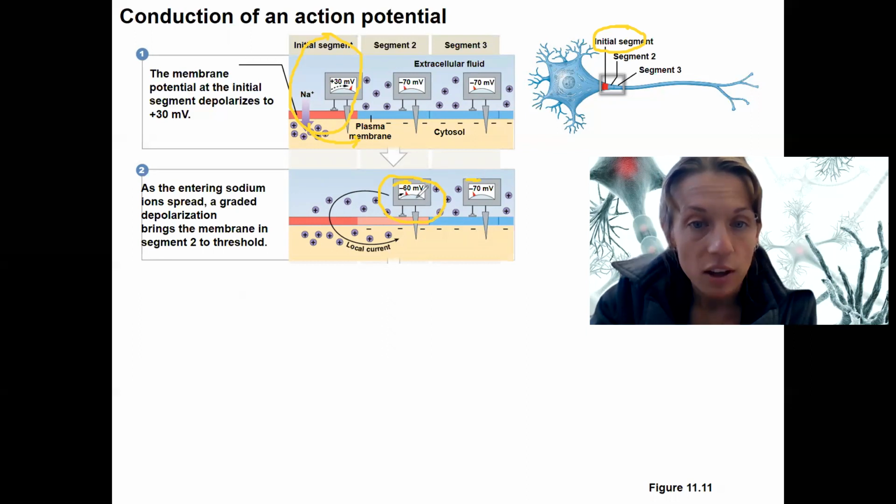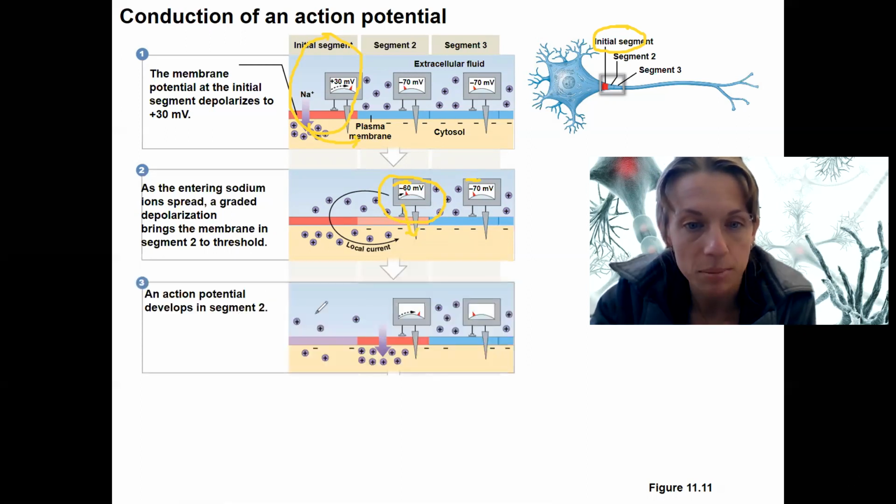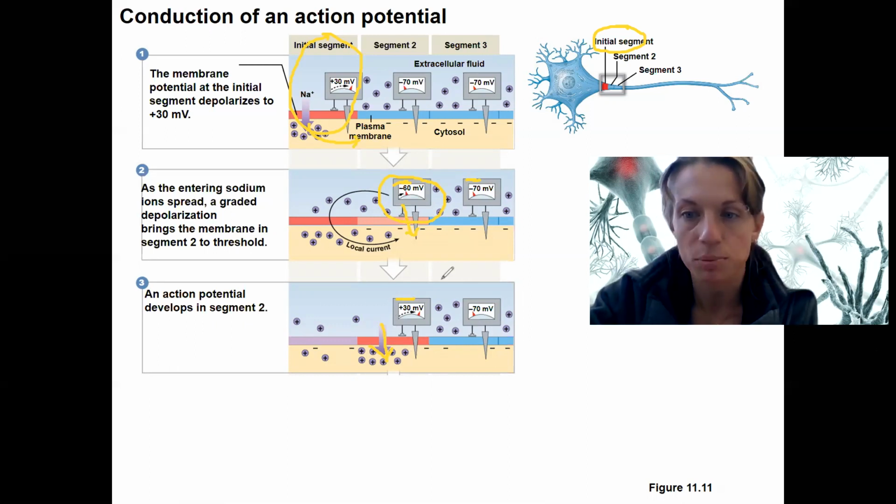So minus 60 is going to be less negative as this local current spreads. The segment beyond that is still at rest. It hasn't been affected yet. This minus 60, what's that going to do? It's going to cause voltage-gated sodium channels to open, and sodium's going to flow in more here. So that's what's happening here. An action potential develops in segment 2 due to this sodium rushing in that was due to that local current inside the cell. What's this membrane potential? Plus 30.